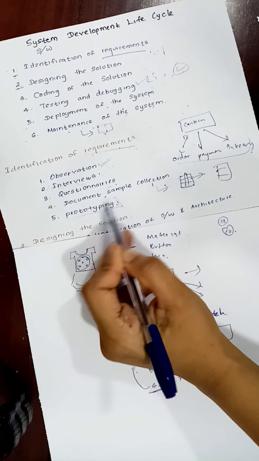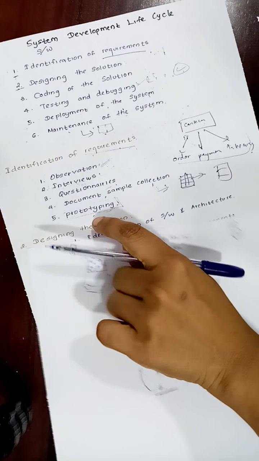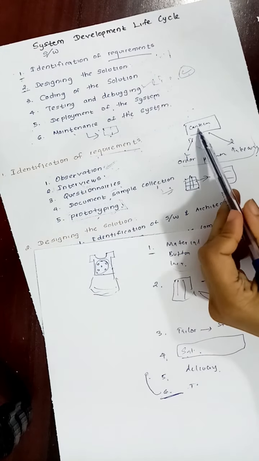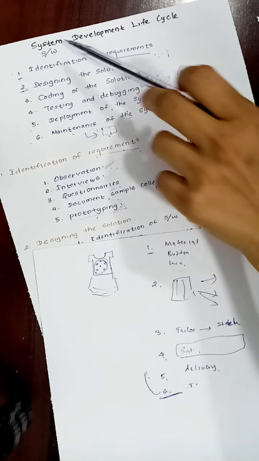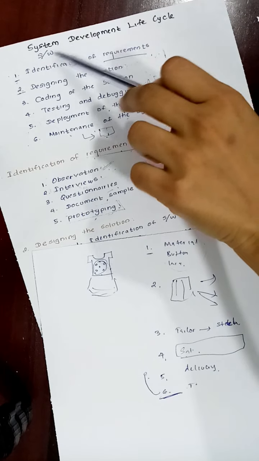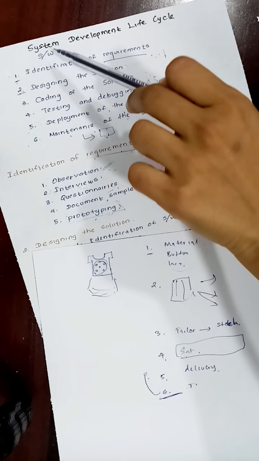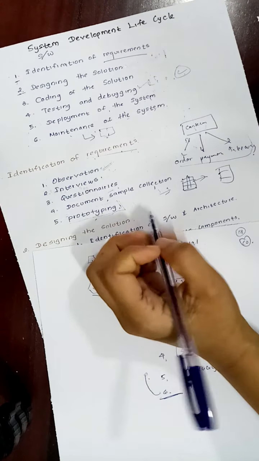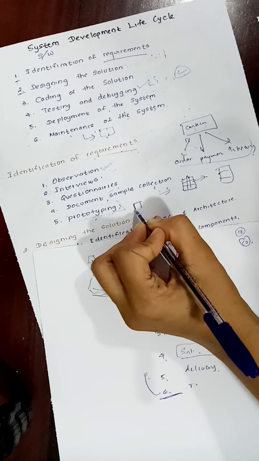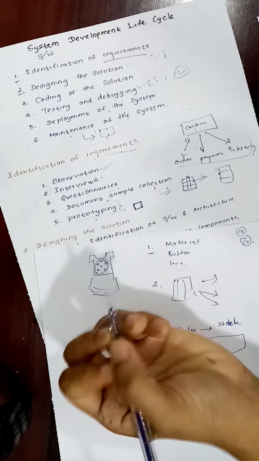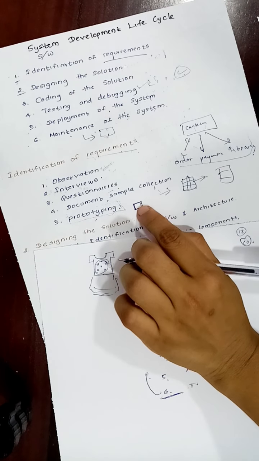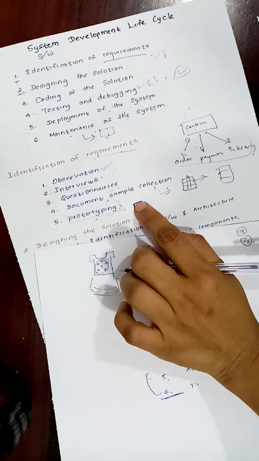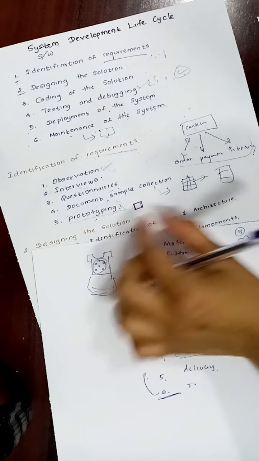The last one is prototyping. Prototyping in the sense, now the canteen owner comes and tells the software developer he wants a software. So what the software developer will do is provide a small software, in which only the canteen owner can take orders or something.